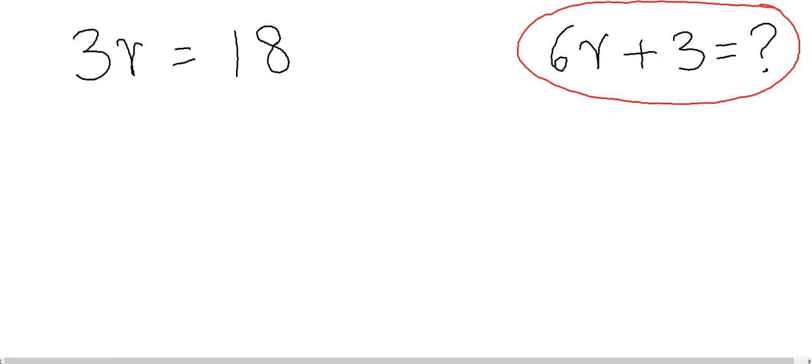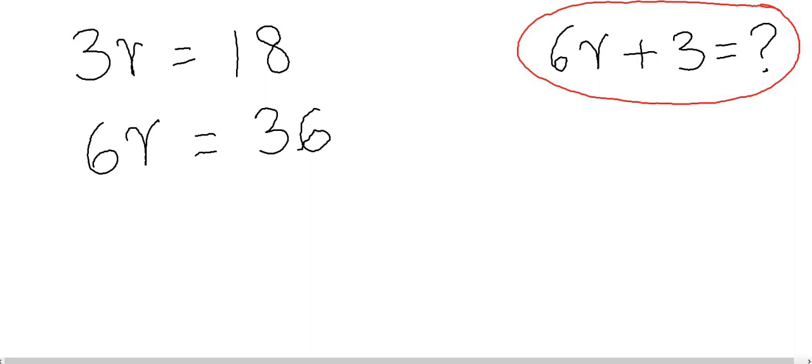Alright, so given is 3r and we want to go to 6r. So what will 6r be? 6r is double of 3r, so times 2. So 18 times 2 is 36. So now we know 6r is 36.